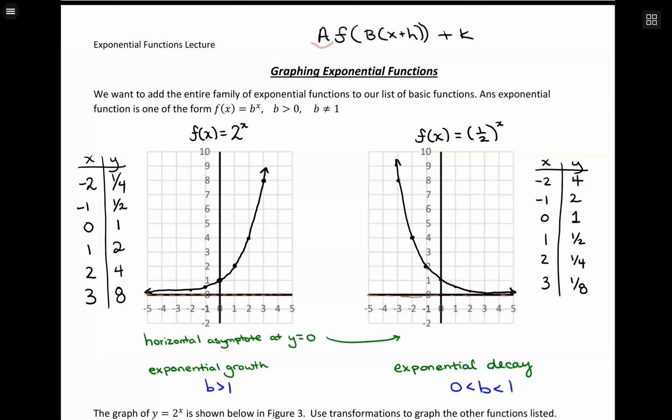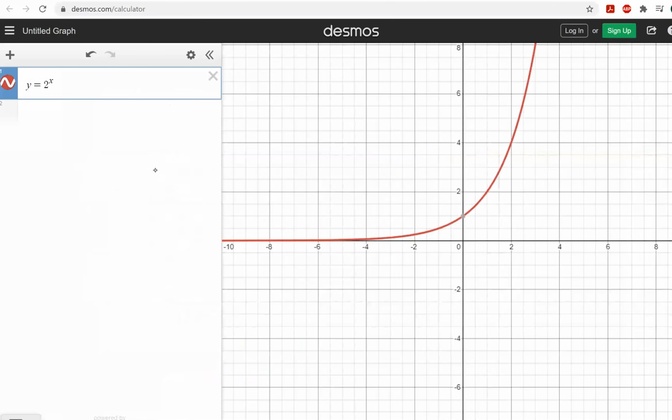We had these pieces. Multiplying on the outside of the function gave us our vertical stretch compression. Multiplying inside the function was horizontal stretch compression. Adding to x inside the function was a horizontal shift left and right. And adding or subtracting on the outside of the function was our vertical shift up and down. So let's just go over to Desmos for a moment and play around with this.